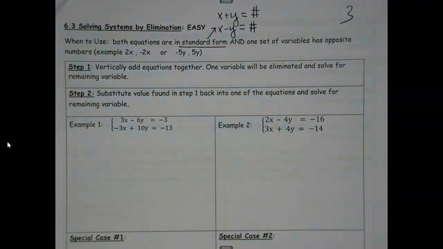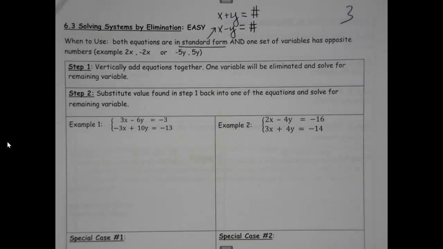So if we're seeing something like that, where it's not easy to graph because it's not in y equals, it's not easy to do substitution because I don't see x equals or y equals, this is our other option. And what we hope for in this situation too is that one of your sets of variables has opposite numbers. 2x and negative 2x, 5y and negative 5y. So they eliminate each other. So today, that's going to set up nice for us every single time. So it's a nice introduction.